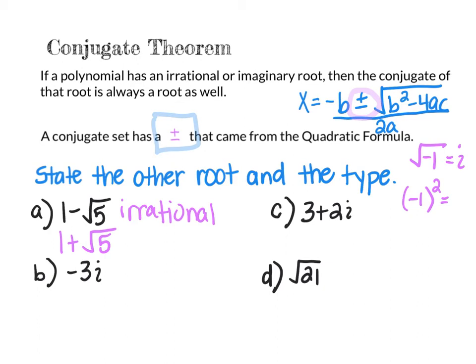Okay, so look at B. B is imaginary. I know it's imaginary because it's got that i in the problem. That imaginary value is negative 3i, so the other pair is going to be positive 3i. Again, this is the conjugate theorem that says it comes in pairs. So we are looking at 1 plus and 1 minus. C is also going to be imaginary because it has that i in it. I have 3 plus 2i, so the other is going to be 3 minus 2i.